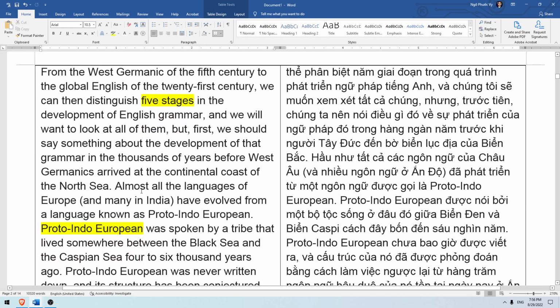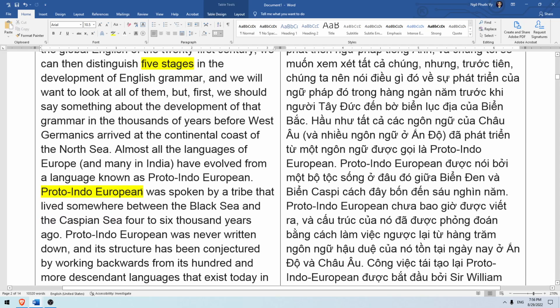From the West Germanic of the 5th century to the global English of the 21st century, we can then distinguish five stages in the development of English grammar. We will want to look at all of them, but first we should say something about the development of that grammar in the thousands of years before West Germanics arrived at the continental coast of the North Sea.